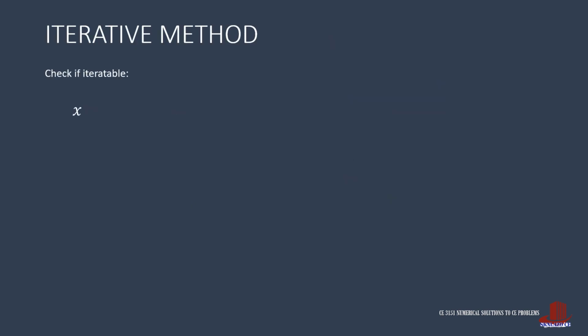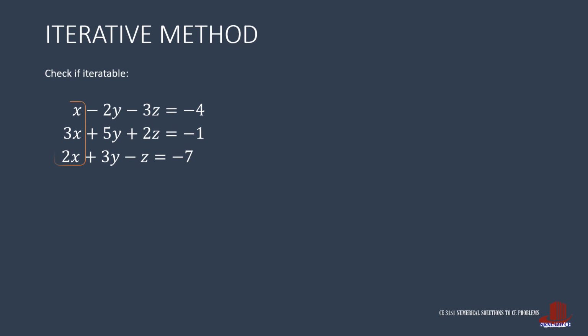For iterative methods, the first thing to do is to check if the system can be approximated. Start with the dominant x. With x, 3x, and 2x, the highest is 3x. This should be the first equation.